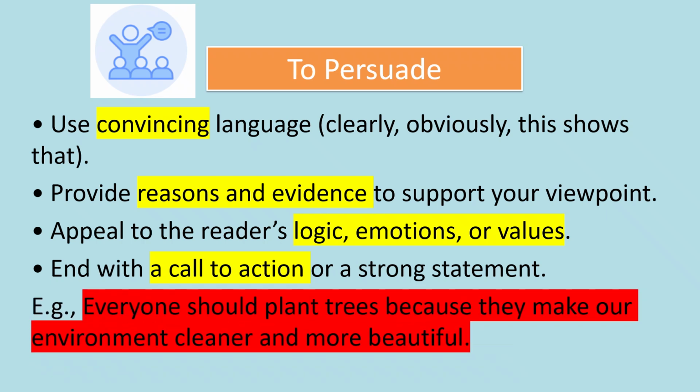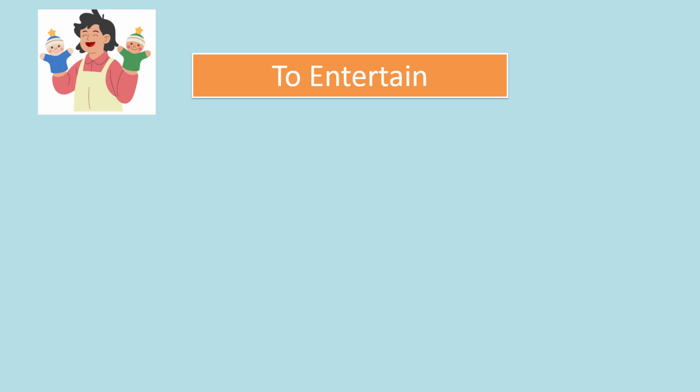Here is one example. Everyone should plant trees because they make our environment cleaner and more beautiful. The author tries to persuade us that planting more trees is a good action. He gives us a call to action, right? So it is to persuade.